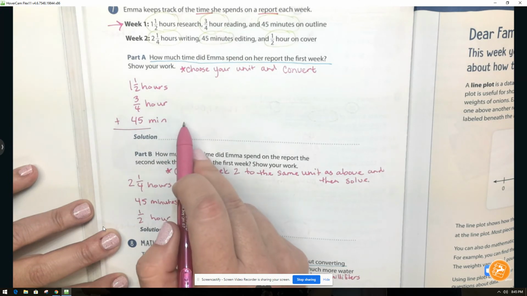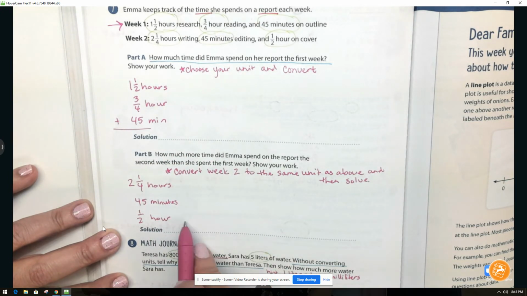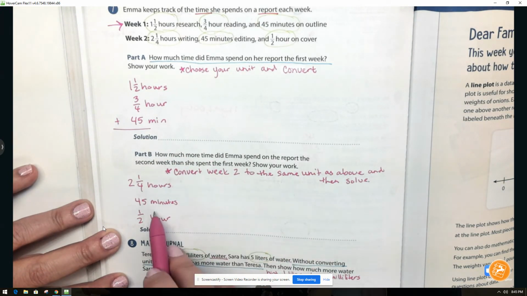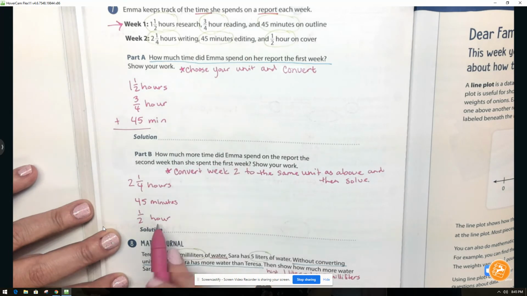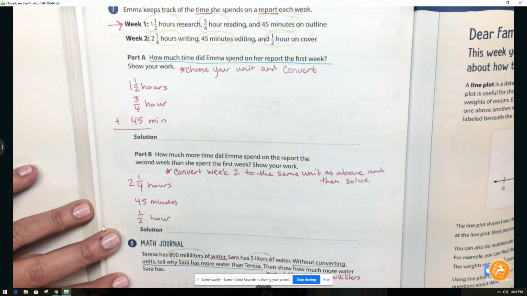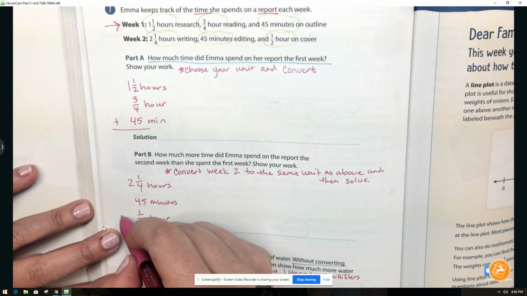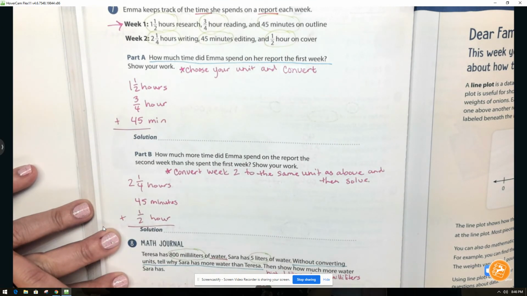So if you chose to convert to hours up here, you're going to also convert to hours here. And if you do that, that would be pretty easy because they both are 45 minutes. So if you already converted 45 minutes to hours up here, you could just do the same here. So just food for thought. Then you're going to add all of these together.